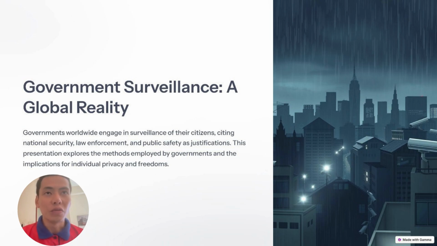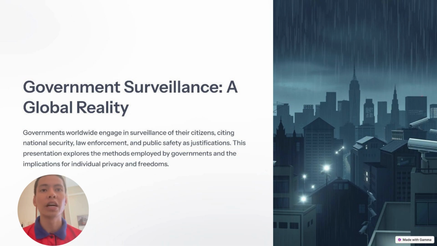The government is involved in the surveillance of the people, not only in Malaysia, but in many countries they are also involved in the same surveillance. Among the examples of the methods they use are as follows: communication surveillance, telecommunication monitoring. The Malaysian government has the ability to monitor communication including phone calls, text messages and internet activity.